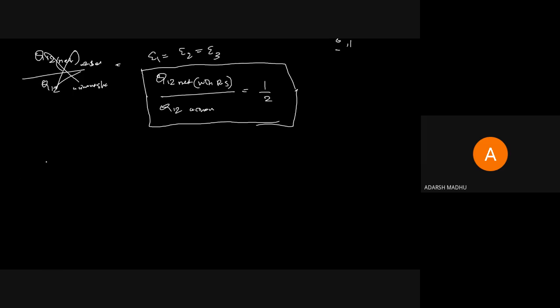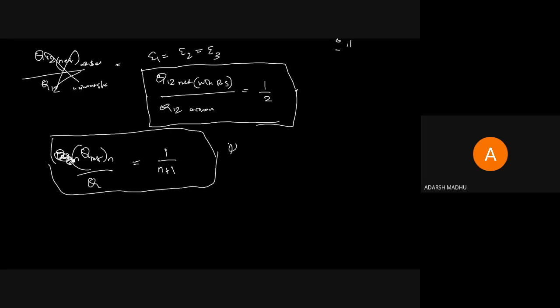If there are two shields, it is 1 by 3; if three shields, 1 by 4, and so on. So generally we can write, if there are n radiation shields under consideration, Q net with n shields divided by Q equals 1 by (the number of shields plus 1). Here one shield gave 1 by 2, two shields give 1 by 3. So we can write 1 by n plus 1. It's a very important equation.